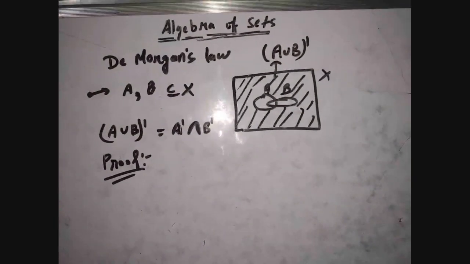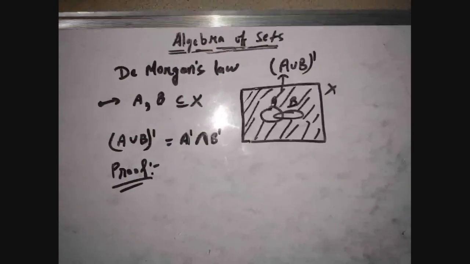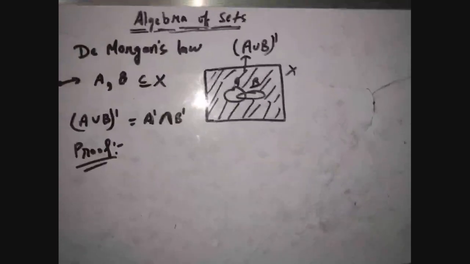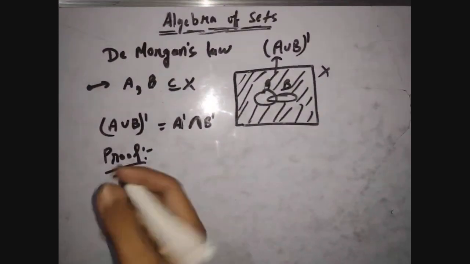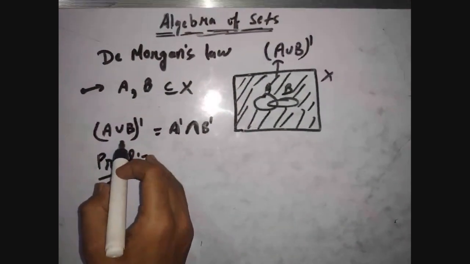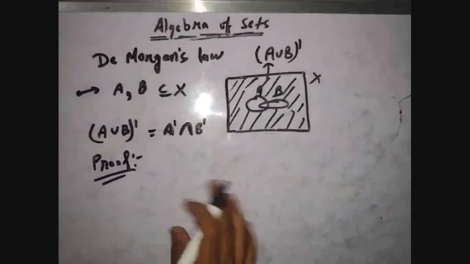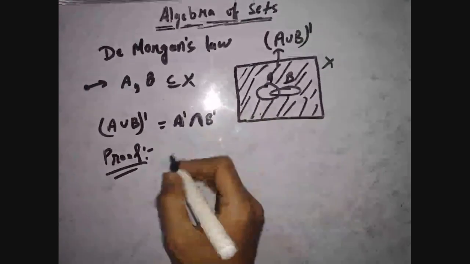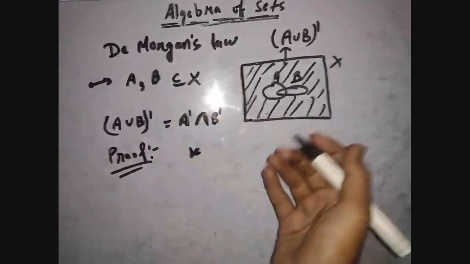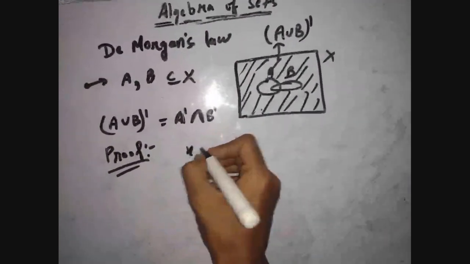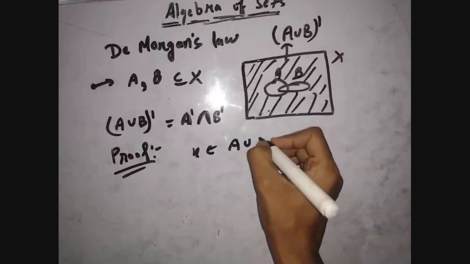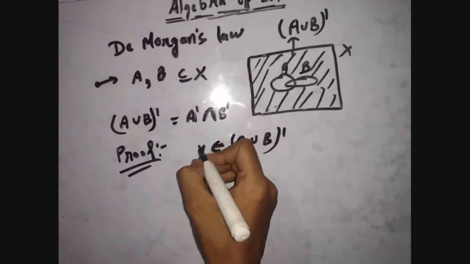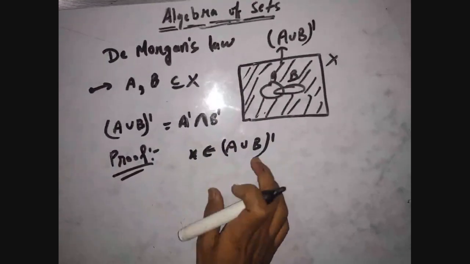So now we shall prove De Morgan's law, and it is very obvious and very easy to prove. So let's give it a try and prove it. This is our set, that is (A union B) complement. So let's choose an element x. Let's imagine that there is an element x that is present in this set.